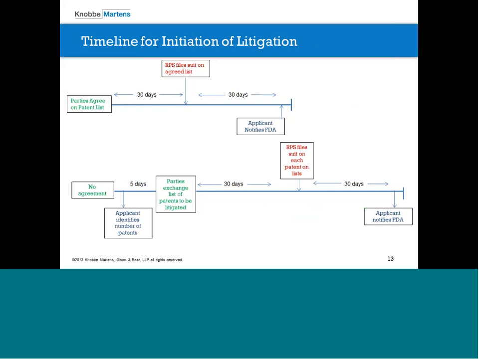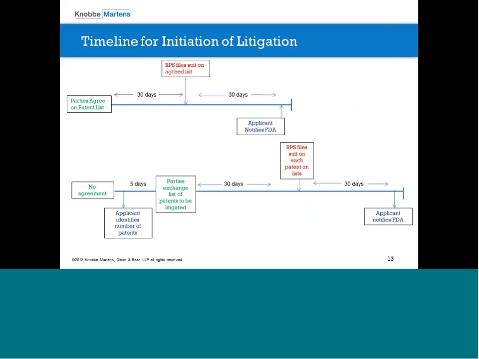The top row is if the parties reach agreement on the patents to be litigated, and there's a defined period of time in which the reference product sponsor would then have to bring suit on the listed patents, and then the biosimilar applicant has an obligation to then notify the FDA of that infringement action. If there's no agreement, then there's some additional procedures that need to take place.